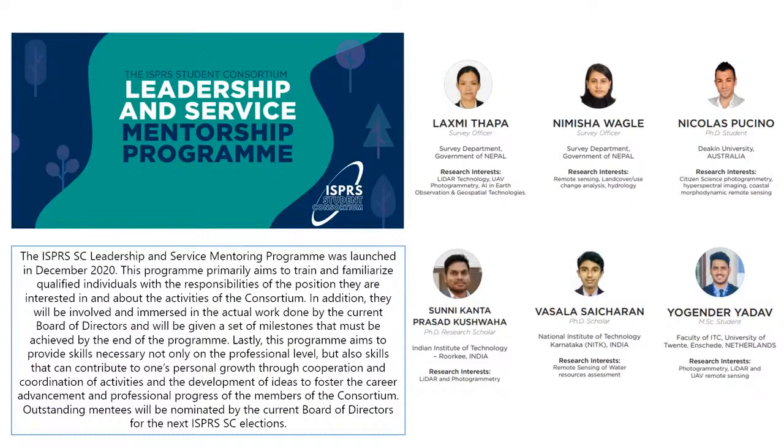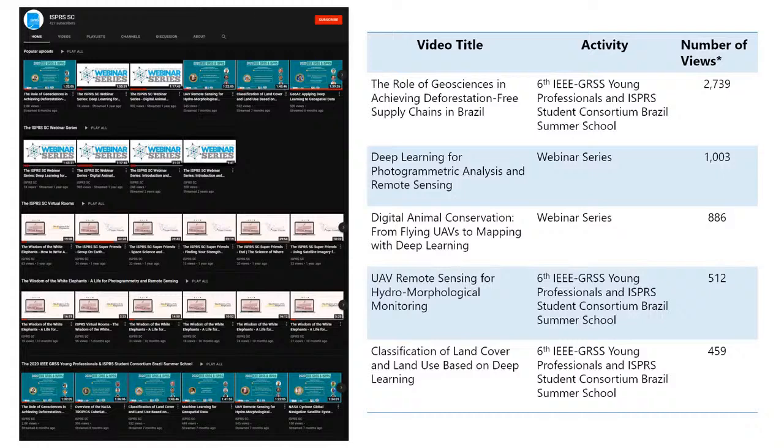The Leadership and Service Mentoring Program was launched in December 2020. This program primarily aims to train and familiarize qualified individuals with the responsibilities of the position they are interested in and about the activities of the consortium. We are currently training 6 mentees from different countries who are interested to lead the consortium in the future. You will find most of the recordings of our virtual events over our YouTube channel, and one of our most viewed videos was from the Brazil Summer School last year.